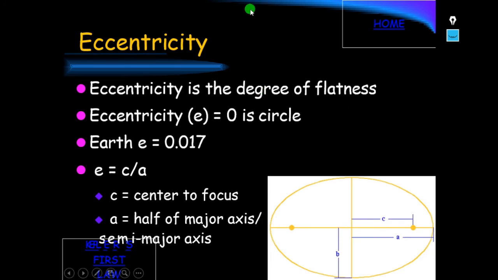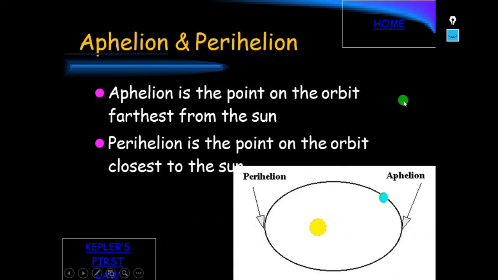Now we will move on to eccentricity. Eccentricity is the degree of flatness. So to find the eccentricity, for a circle, eccentricity E is equal to 0. You might have observed, again I will show you.